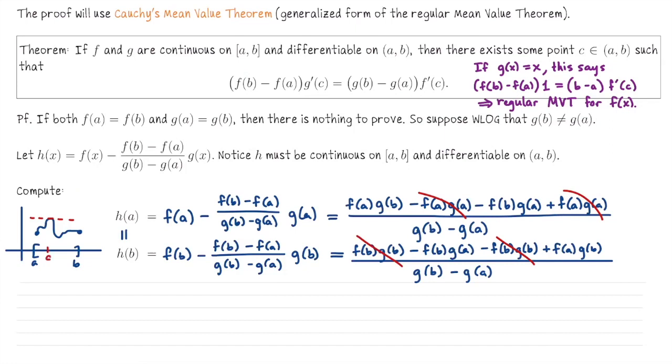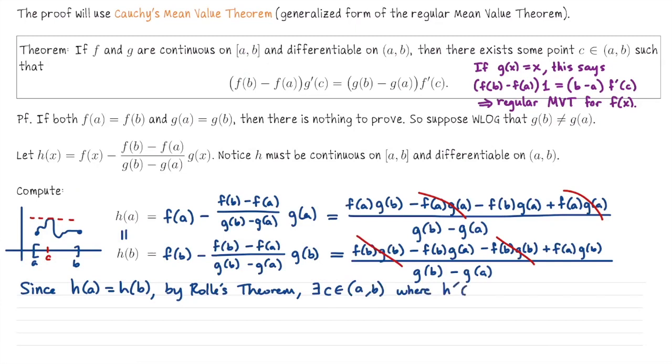That's the point we want to identify for our theorem, so let's call that point C. So I'm going to write, since h of a equals h of b, by Rolle's theorem, there exists an interior point C between a and b where h prime of c equals 0. Now we just figure out what h prime of c is in terms of f and g.